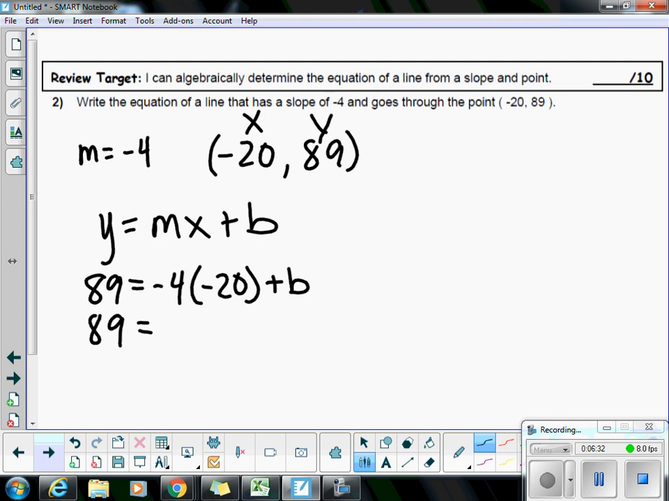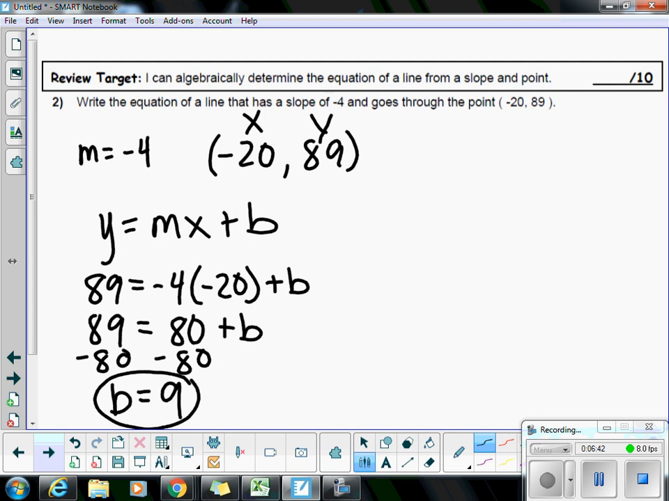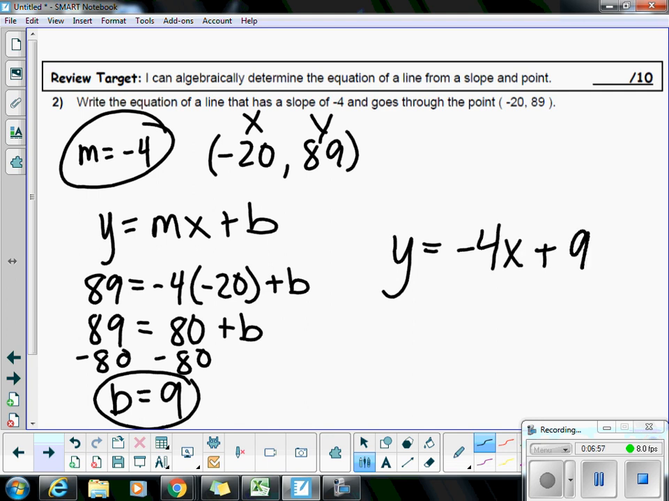89 is equal to 80 plus b. Subtract 80. b equals 9. All right, we're done. We have our slope, -4. We have our b value, which is +9. Just have to put it back into an equation. So y equals -4x plus 9. And we are done.